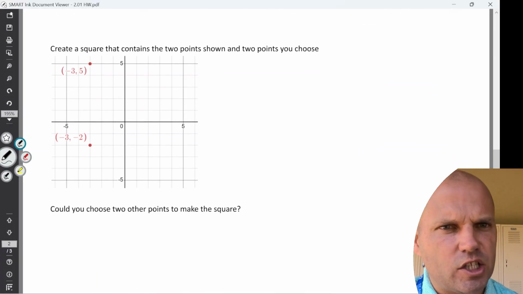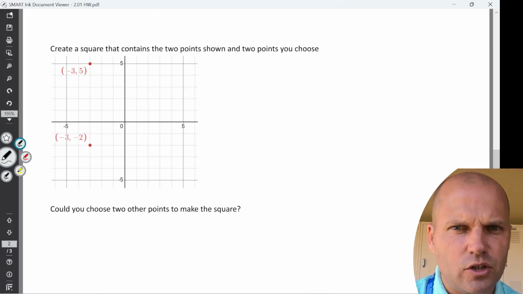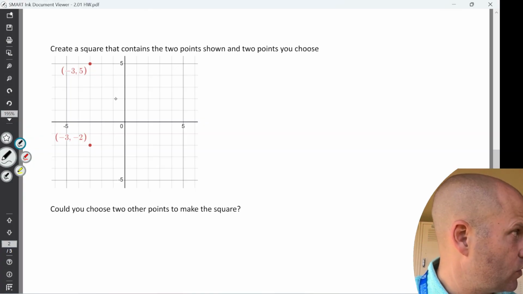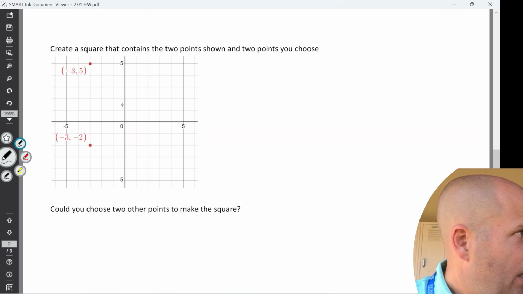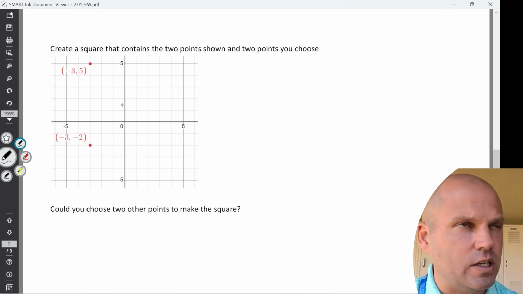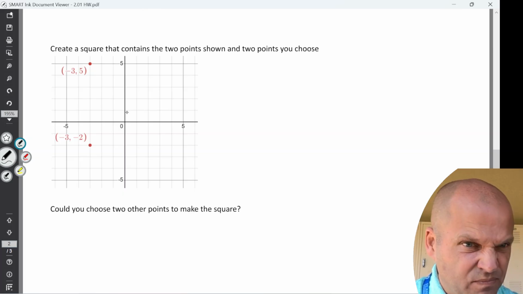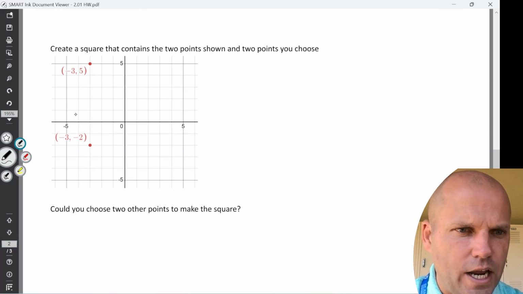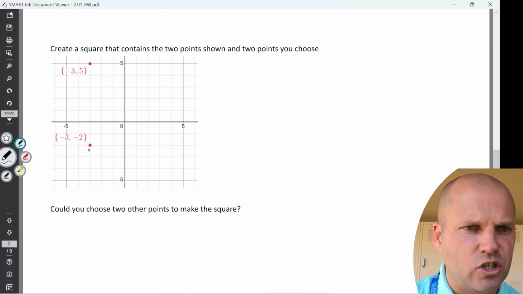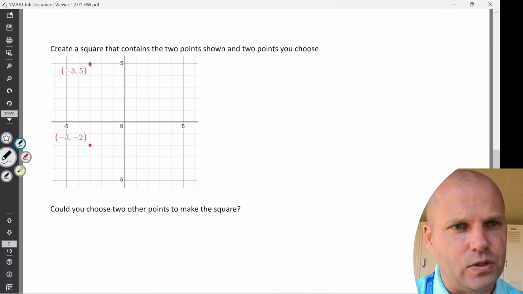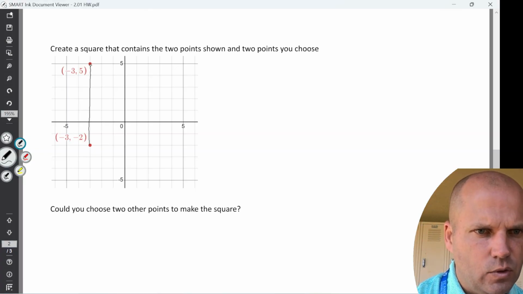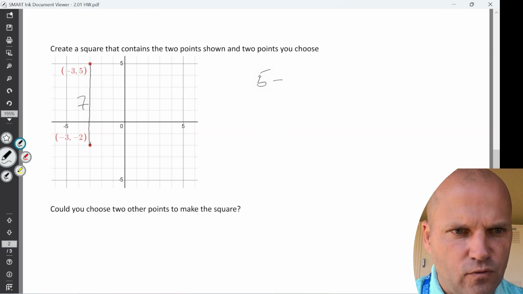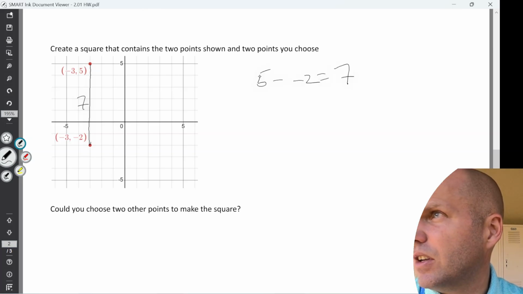Cool. Next prompt is create a square that contains the 2 points shown and 2 points you choose. Okay, so I have a point at -3, 5. So 3 to the left of the origin, 5 above the origin. And I have a point -3, -2. So I can see that the x change is 0, -3 to -3, but the y change is from -2 to 5 or 5 to -2, and that's a total of 7. If you'd like to do y2 minus y1, you could do 5 minus -2 to get 7.